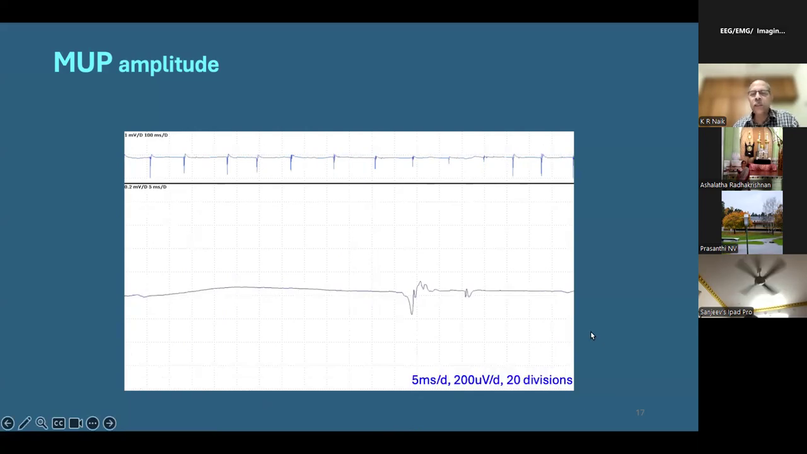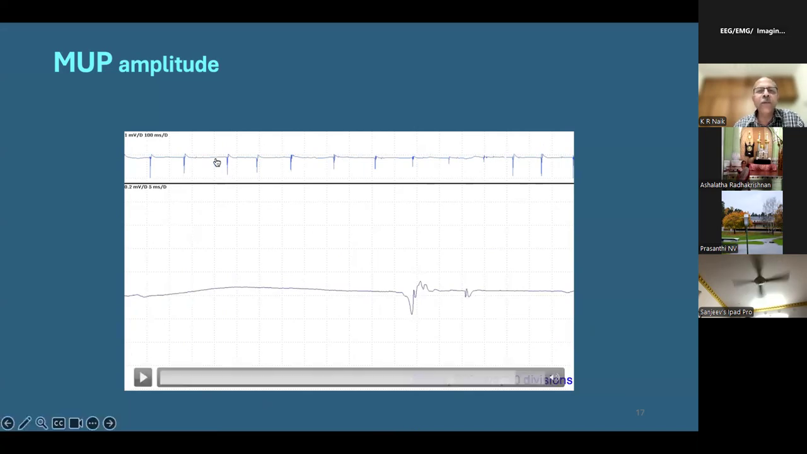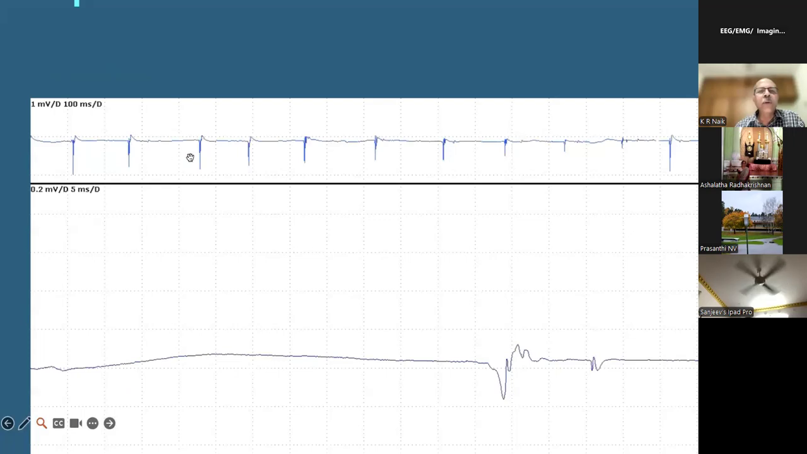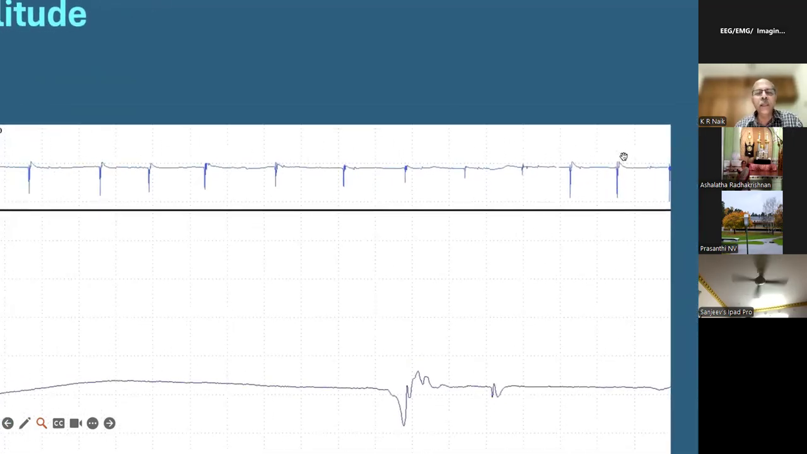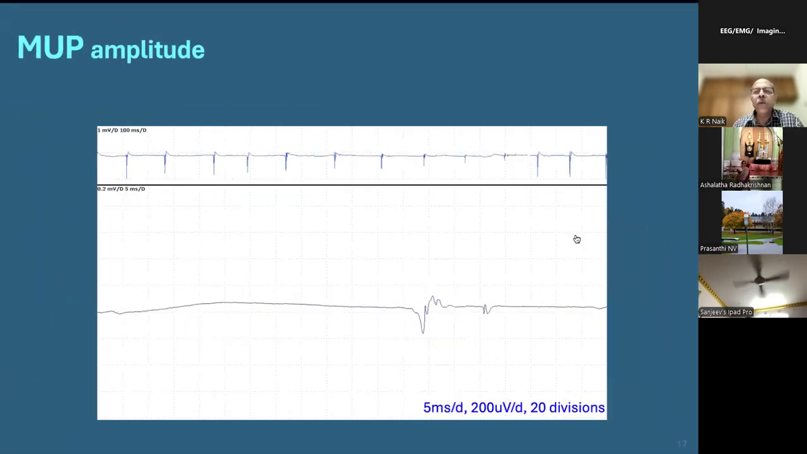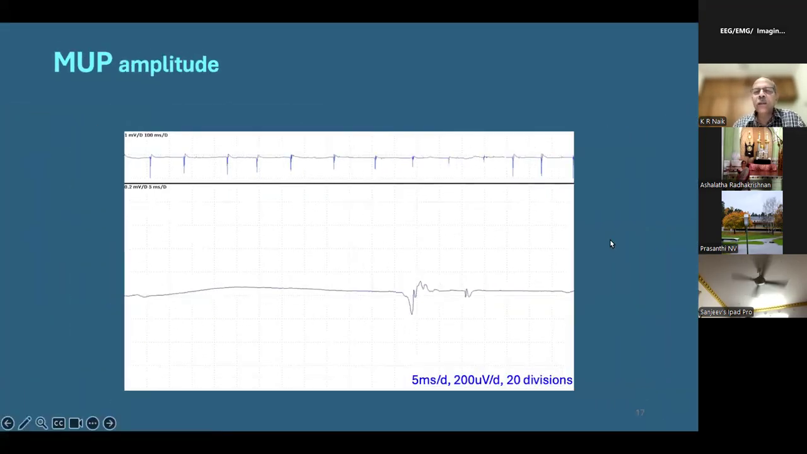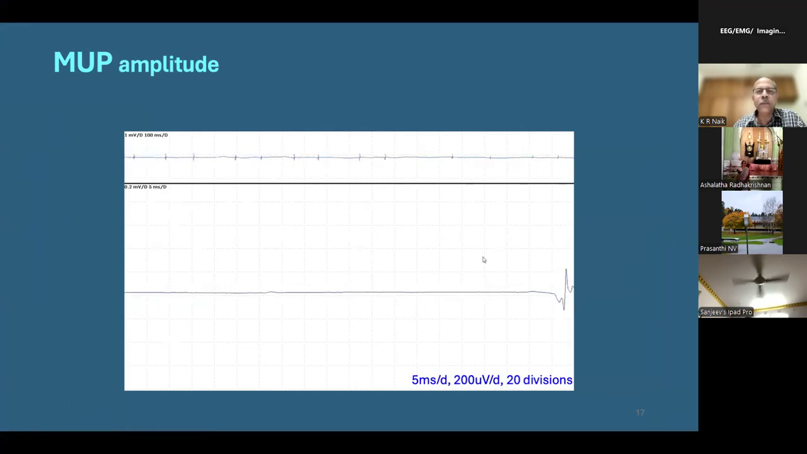So what you can see is that when the needle position was changed by a millimeter or so, the amplitude increased, while duration and firing rate remained the same. At the top, we have an amplitude which is big, then became smaller, smaller, then again big. So any minor change in the needle position will change the amplitude of the motor unit potential. The duration will not change.